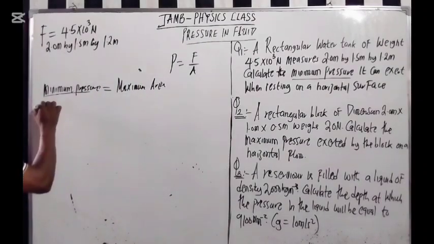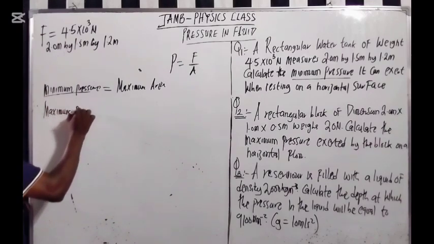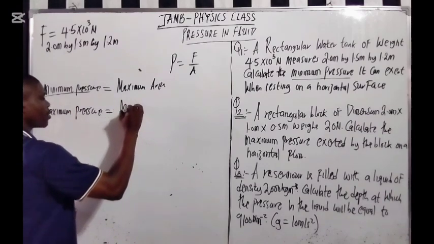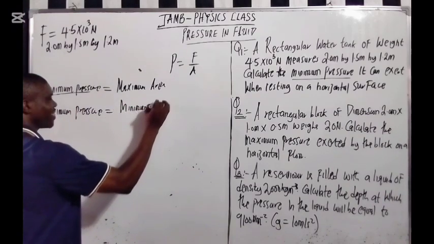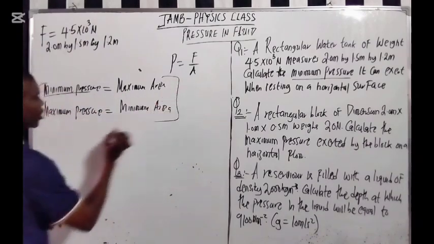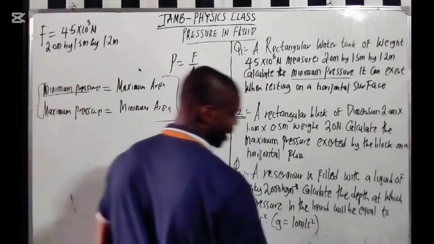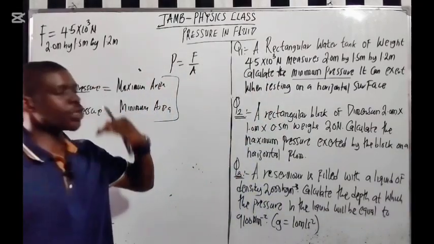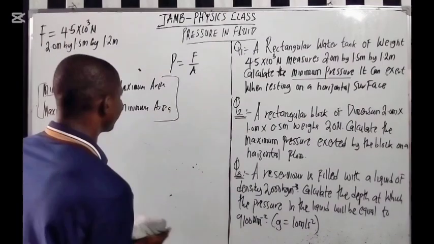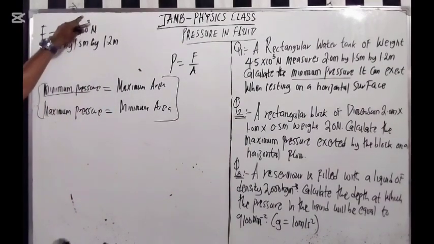To get maximum pressure is equal to what? Minimum area. Please, you need to take this down. Very important. So there are things you need to take note here. So now they say minimum pressure. That is, we need to get the higher area from this point here, because my force was 4.5 times 10 to the 3 Newton.